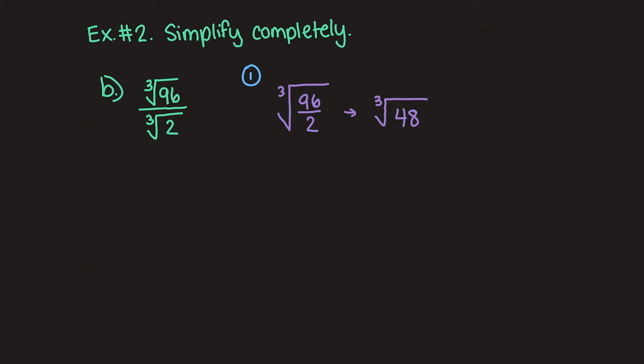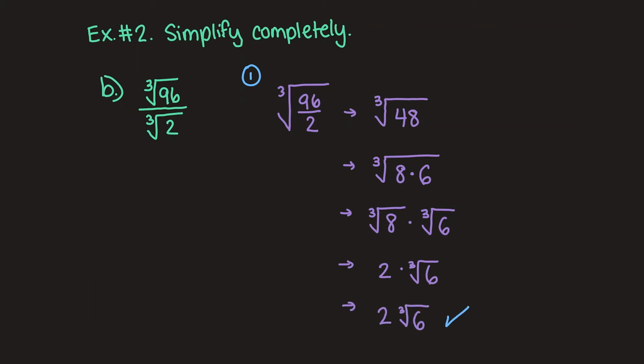So we can rewrite this as the cube root of 8 times 6, and using the product rule, we have the cube root of 8 times the cube root of 6. We can simplify the cube root of 8 as 2, and since 6 contains no perfect cube factors other than 1, this radical is already simplified. So our expression simplifies to 2 times the cube root of 6.